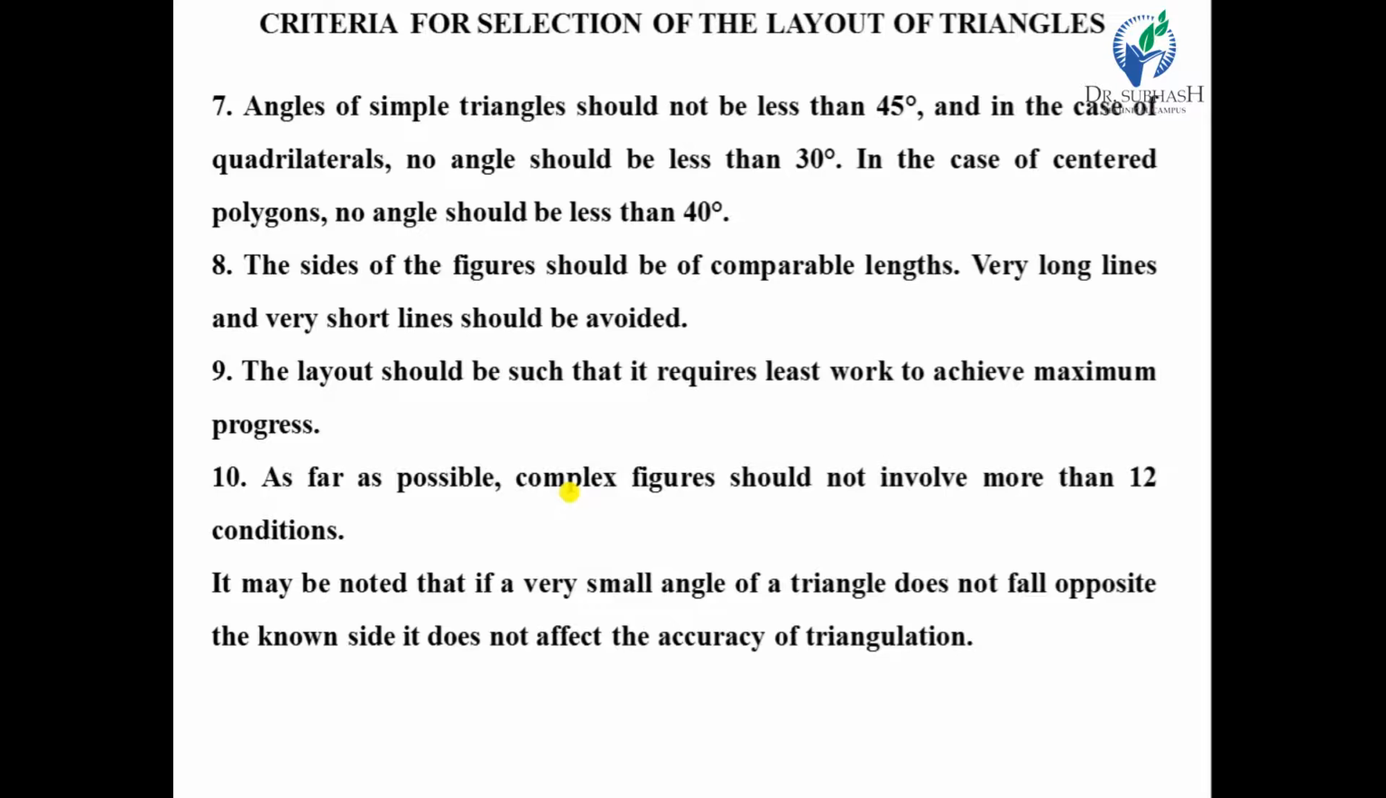The angle of a simple triangle should not be less than 45 degrees, and in case of a quadrilateral the angle should not be less than 30 degrees. In case of a centered polygon, no angle should be less than 40 degrees. The sides of the figure should be of comparable length. Very long lines and very short lines should be avoided. The length should be such that it requires least work to achieve the maximum progress. As far as possible, complex figures should not involve more than 12 conditions. It may be noted that if a very small angle of a triangle doesn't fall opposite the known side, it does not affect the accuracy of triangulation.